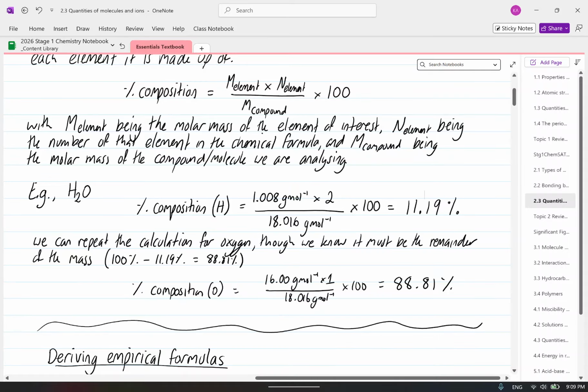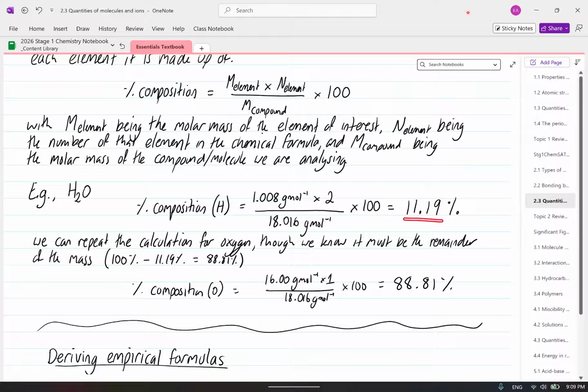Our example is going to be nice and simple. It's going to be looking at water. If we look at the hydrogen first, we use the molar mass of hydrogen straight from the periodic table, which is 1.008 grams per mole. Within water, we have 2 atoms of hydrogen, so we multiply that by 2, and then we divide by the molar mass of water, which will be 2 of hydrogen plus an oxygen, giving us 18.016 grams per mole. And then finally, times it by 100.